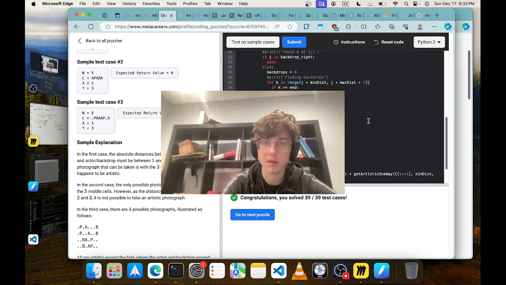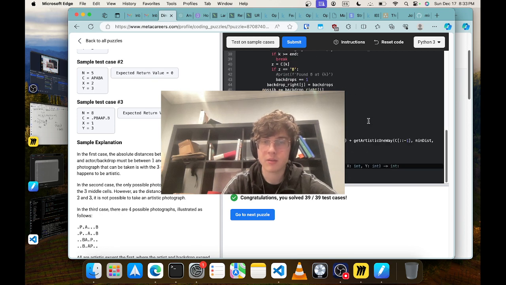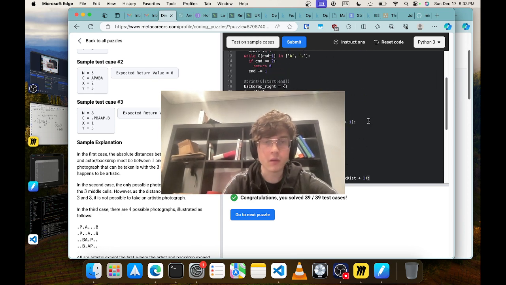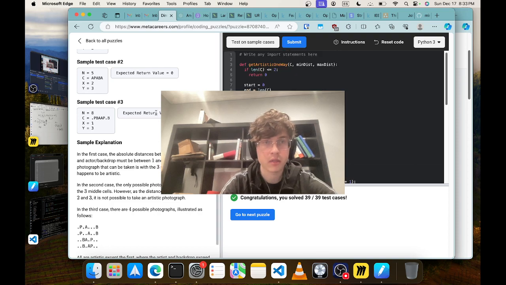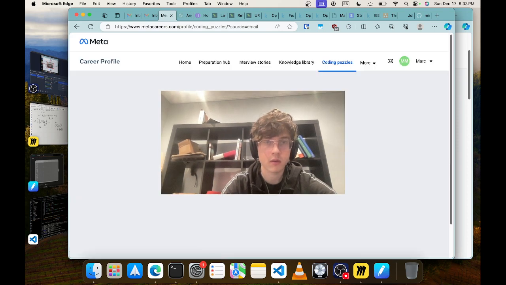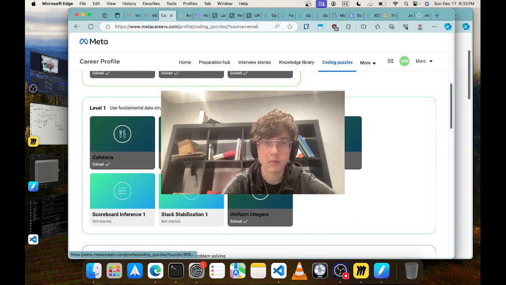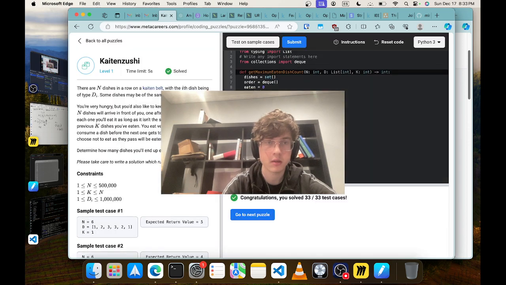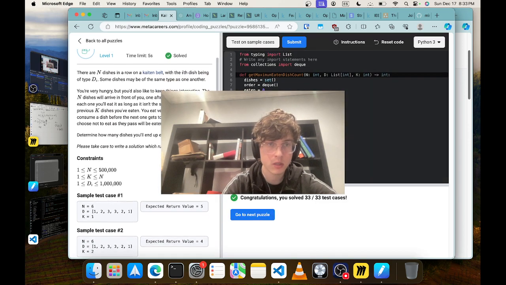I just renamed them to min distance and max distance because X and Y were confusing. So hopefully that is a good explanation of this problem. So let's go to the next one. The next problem is, this one was easier. It's called Kaiten Zushi.